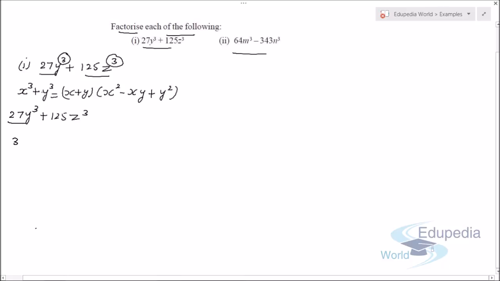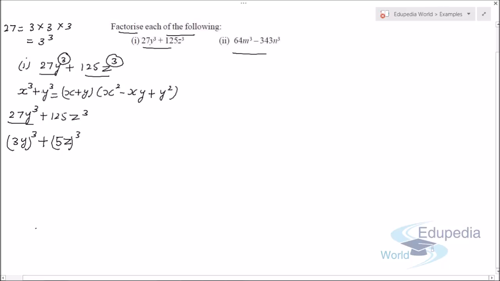This can be written as (3y)³. How? We have y³ which will come out to be y³, so this justifies this, but 27 can be written like this, 3 into 3 into 3, which makes 27, so this can be written as 3³. So we can make (3y)³ as 27y³. Similarly we can write 125z³ as (5z)³.